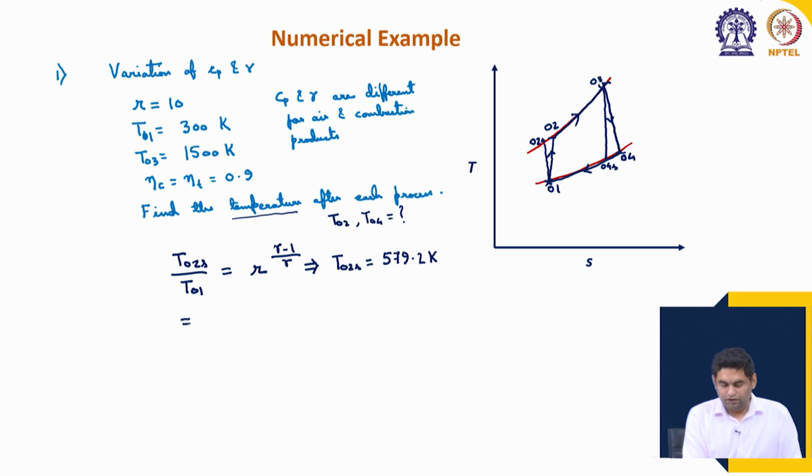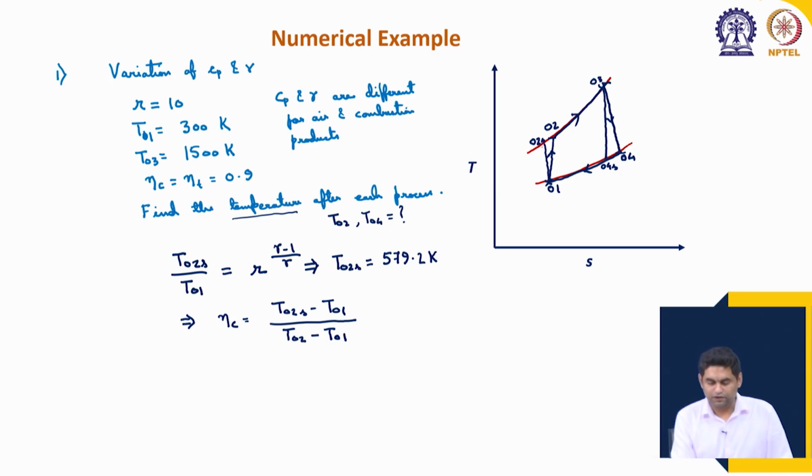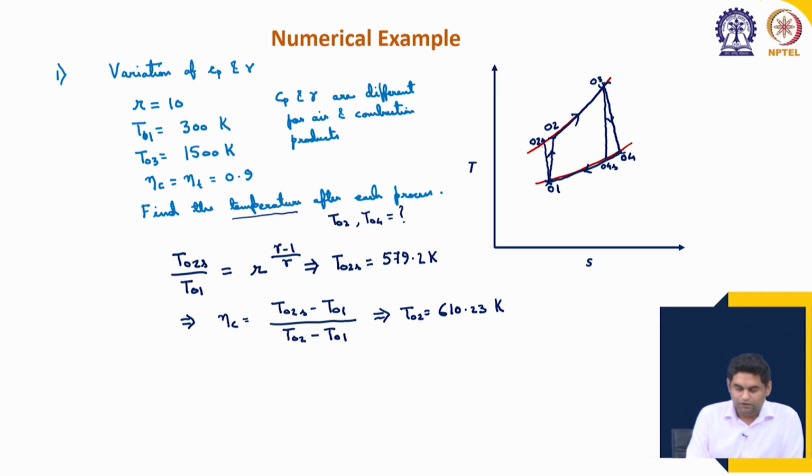So, now using the isentropic efficiency relation, isentropic efficiency for this case is (T02S minus T01) by (T02 minus T01). Ideal temperature rise by the actual temperature rise, or ideal work input by the actual work input. So, this is given as 0.9. So, from here we get the value of T02, this comes out to be 610.23 Kelvin. This we have previously also calculated, you can match, it will be the same value. So, this is for the compressor.